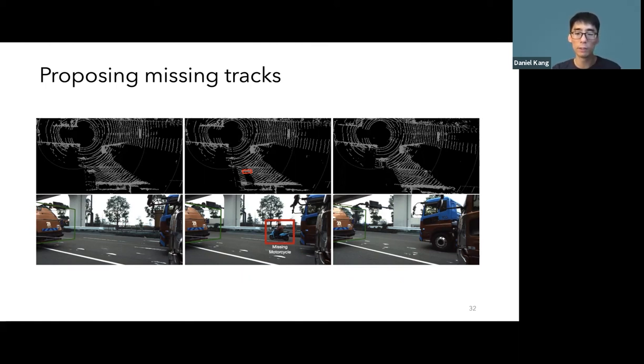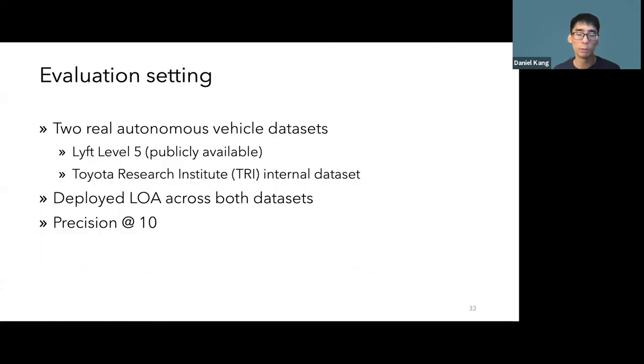Okay, so how do we evaluate LOA? Well, we deployed LOA over two real-world autonomous vehicle datasets. The first dataset we deployed this over is the LIFT level 5 dataset, which is publicly available. You can in fact download this dataset and see all the errors that I've shown in this talk today. And the second dataset was done in conjunction with the Toyota Research Institute, TRI, and is an internal dataset. We deployed LOA across both datasets to find errors, particularly for cars, pedestrians, and motorcycles.